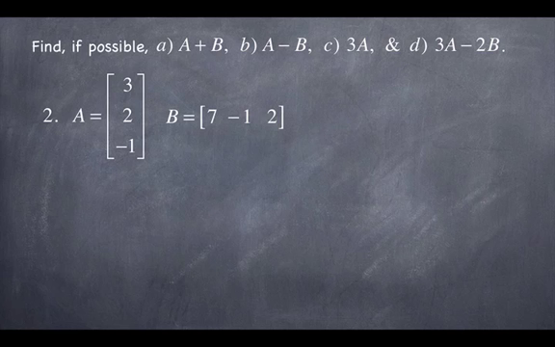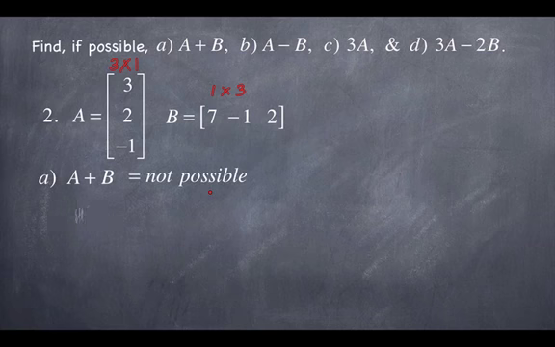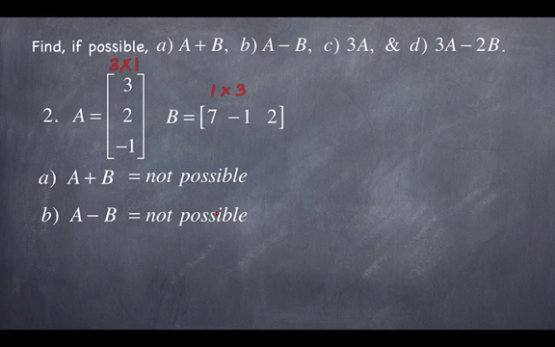Number 2. Again, same 4 parts as number 1. Different matrices, A and B. Notice that the order of this is 3 rows and 1 column. The order of this one is 1 row and 3 columns. So to perform letter A, the sum of A and B, since they are not the same order, not possible. To perform the subtraction, again, not possible.